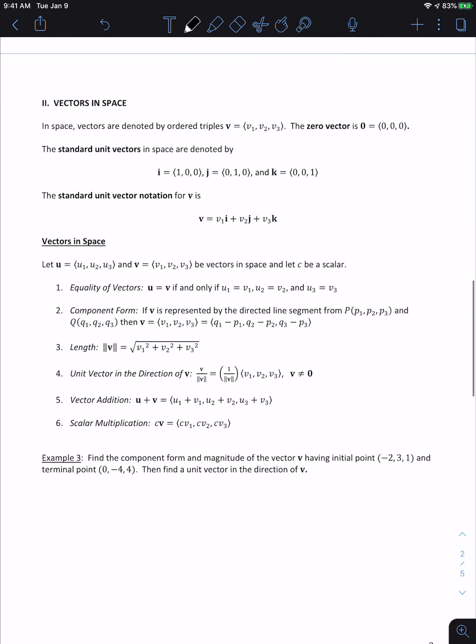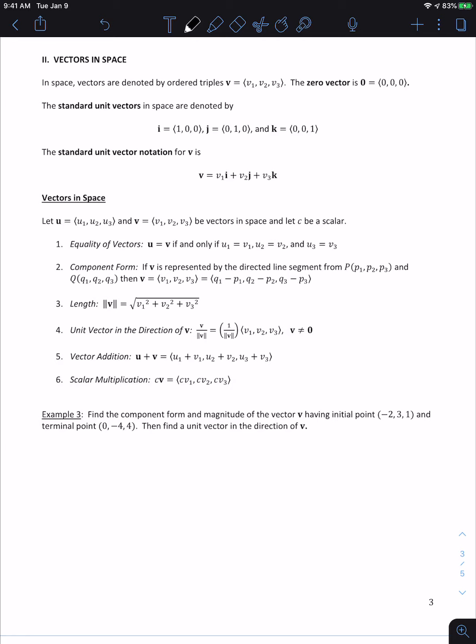Okay, so what have we been talking about lately? Lately we've been talking about vectors, right? Vectors in the 2-space. So now we're going to just extend that to vectors in the 3-space. And again, that extends very naturally, the same way everything so far has extended naturally into 3-space. So in space, vectors are denoted by ordered triples now instead of ordered pairs. So v sub 1, v sub 2, and v sub 3 are our first, second, and third components. And the zero vector, again, is a boldface 0, where I have 0 in all 3 components.